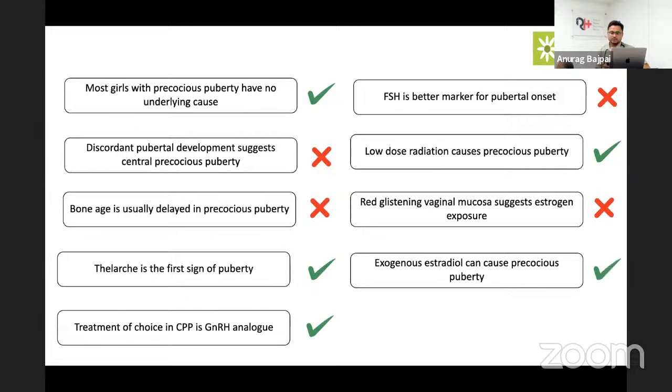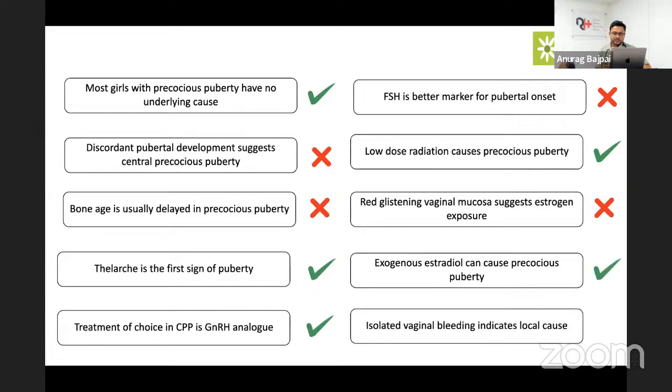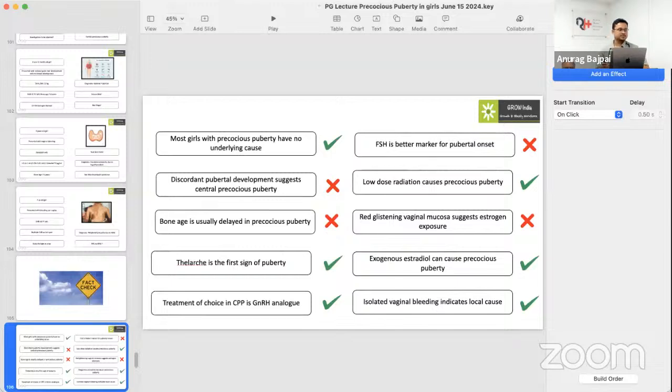Next is the last one: isolated vaginal bleeding indicates a local cause. Which is true from that perspective? I think everybody is right. Let's see who has given the answers here.